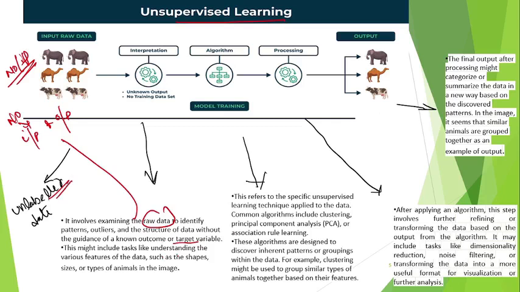This might include tasks like understanding the various features. We need to understand the features and everything. Based on that, this is part of an unknown data set, no training on this one. Then there is reference to the specific algorithm technique applied to the data. There are a number of algorithms in this. One is principal component analysis, which we have already seen in my previous videos, or association rules, which we haven't seen. We will get to know this algorithm gives you the desired example, and then they make them into patterns.